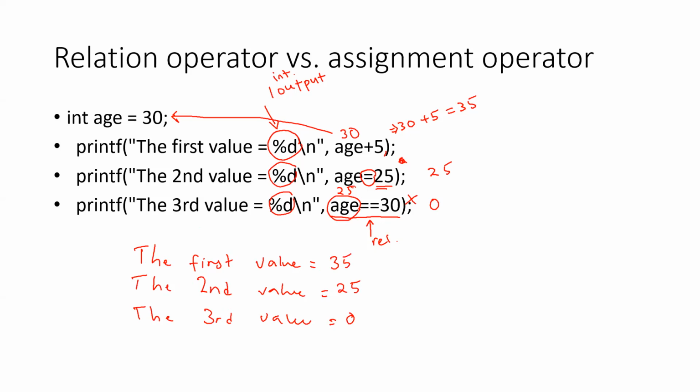Walaupun awak boleh run, copy, contohlah, contoh dalam exam, awak copy run dalam C programming, tak ada masalah awak boleh run macam tu. Tetapi saya nak awak faham what are the differences between relation operator and also the assignment operator.